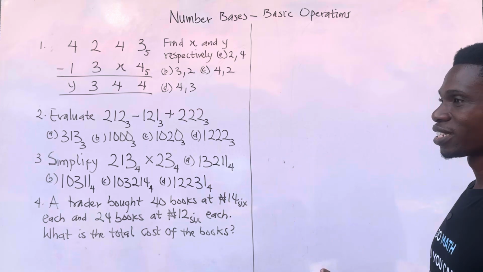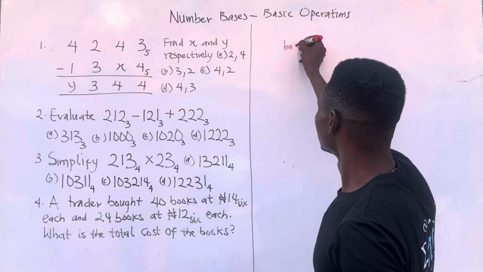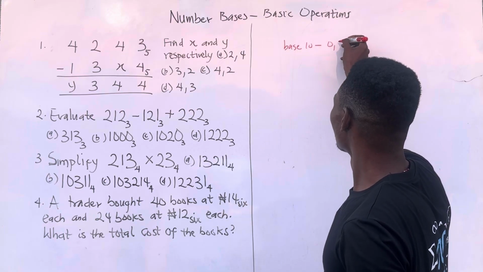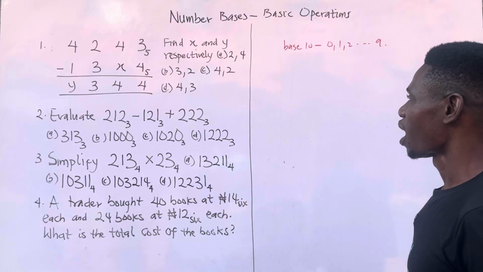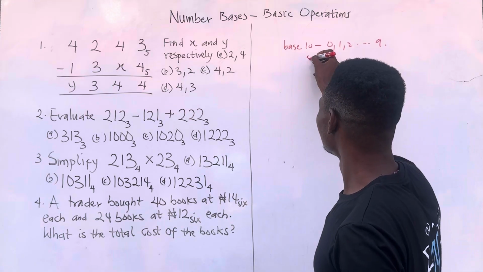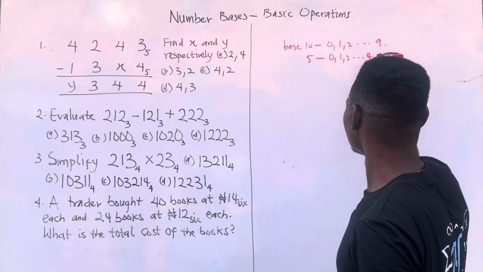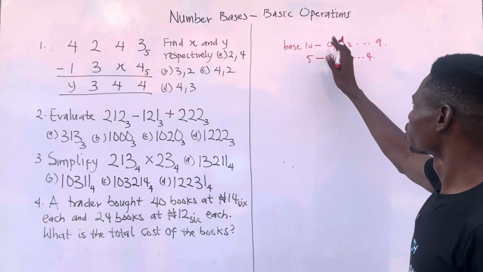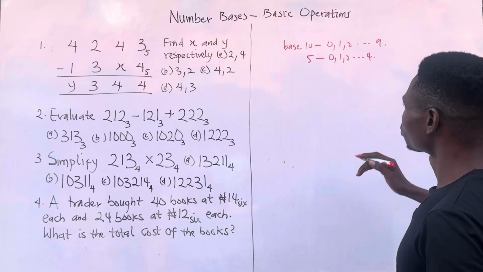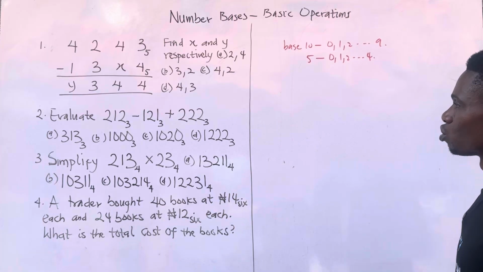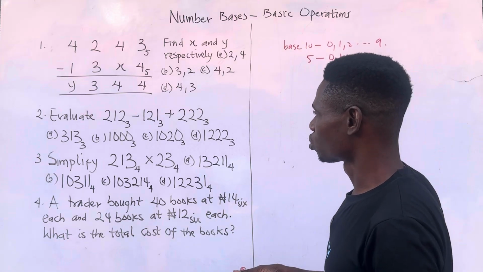Now, we already established that for number bases, the digits in base 10 are 0, 1, 2, up to 9. And the digits in base 5 are 0, 1, 2, up until 4. So it's just the base minus 1, starting from 0. Now we want to start solving these problems, but I'll start from number 2.